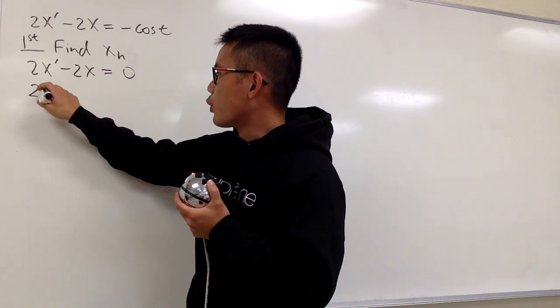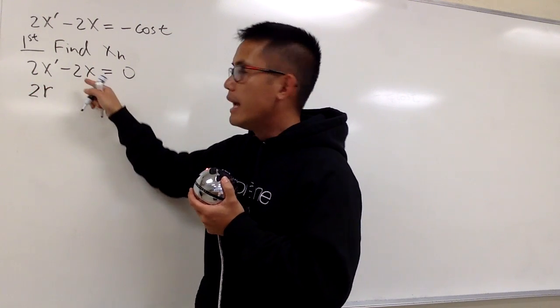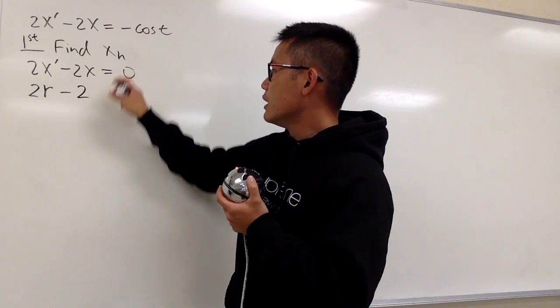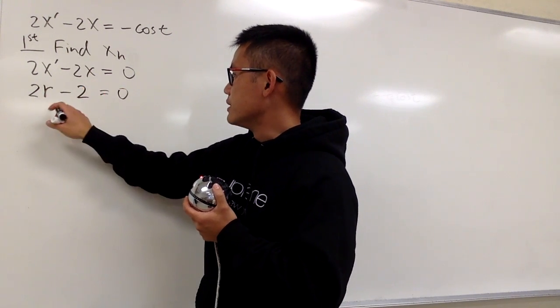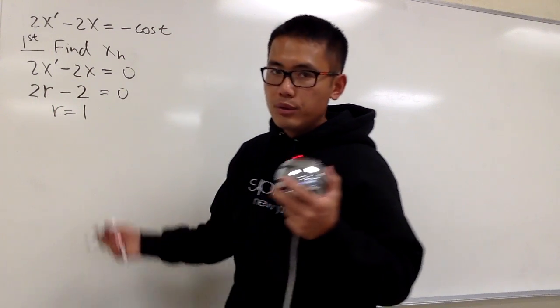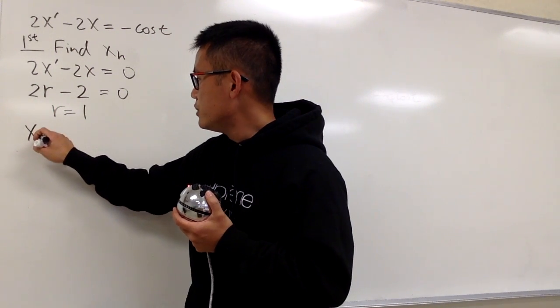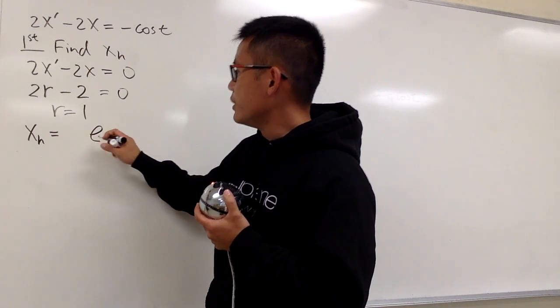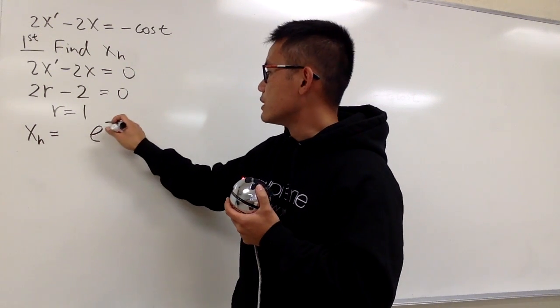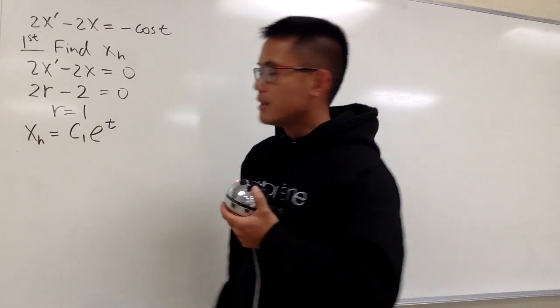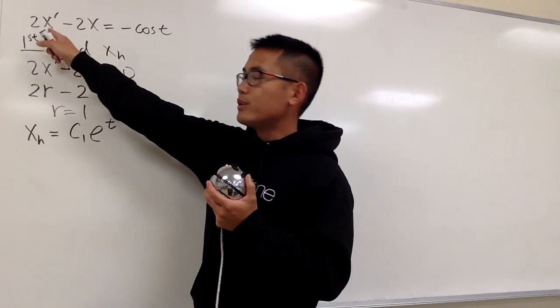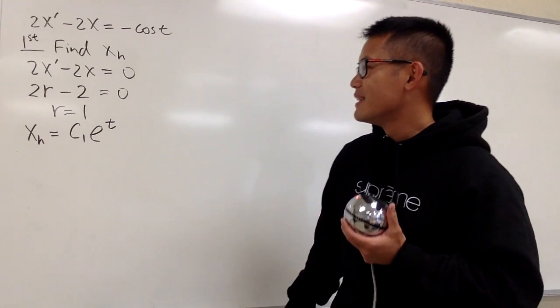The first derivative corresponds to r to the first power. And then minus 2x is just going to be minus 2, right? No r right here. And this is equal to 0. And you can see that r will be 1. And you know the homogeneous solution, xh, the first building block will be e to the 1t, which is just e to the t. And then you have to have one constant, C1. We just need one constant because we are only talking about the first order, right?